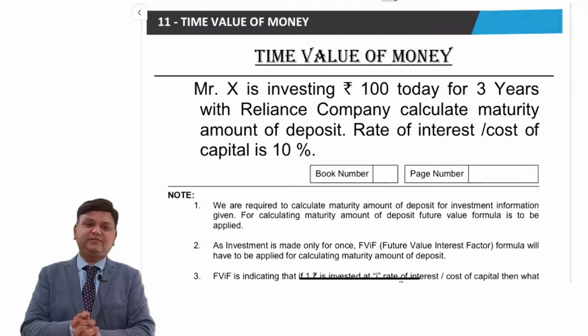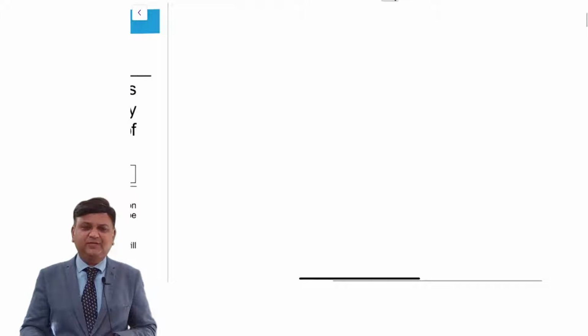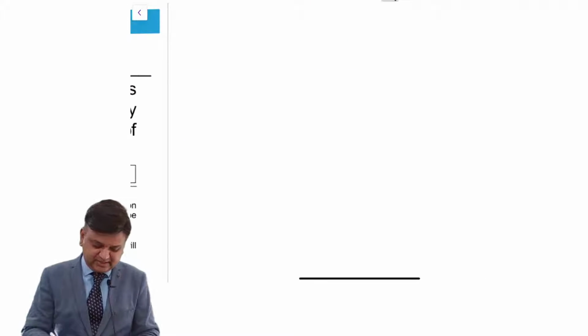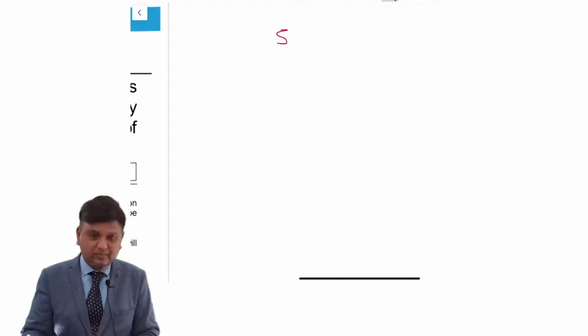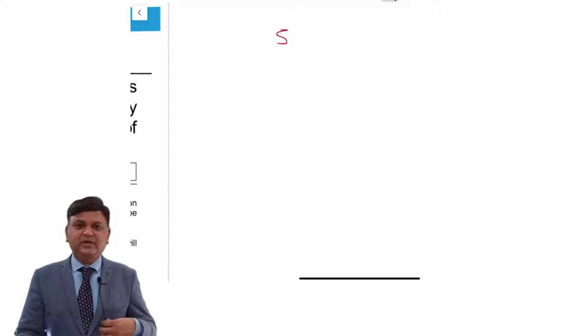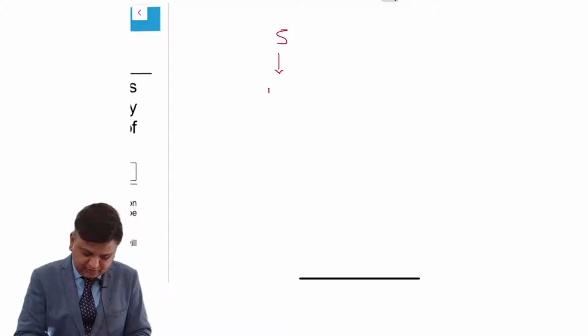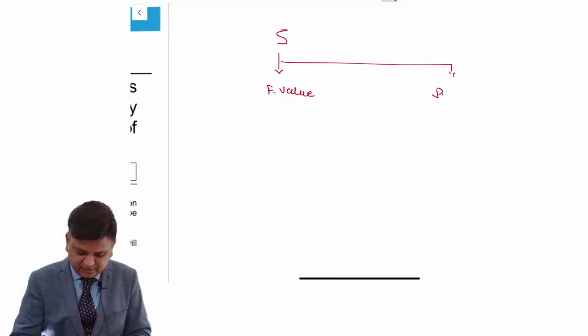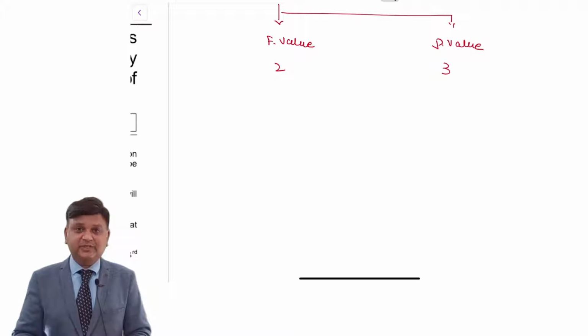So starting with the chapter of time value of money. In this very simple chapter, we are going to learn very simple 5 formulas. These 5 formulas are divided something like this. The future value formula and present value formula. There are 2 future value formulas and 3 present value formulas.